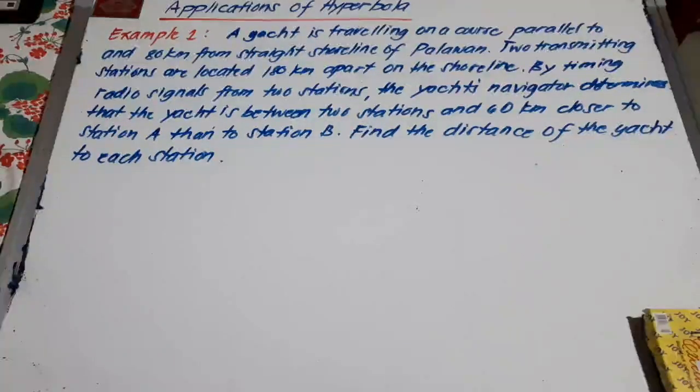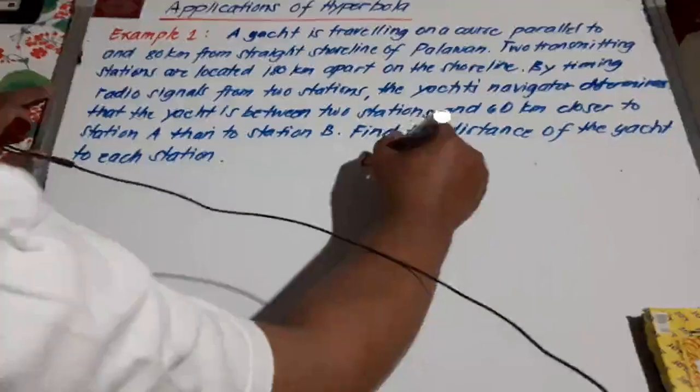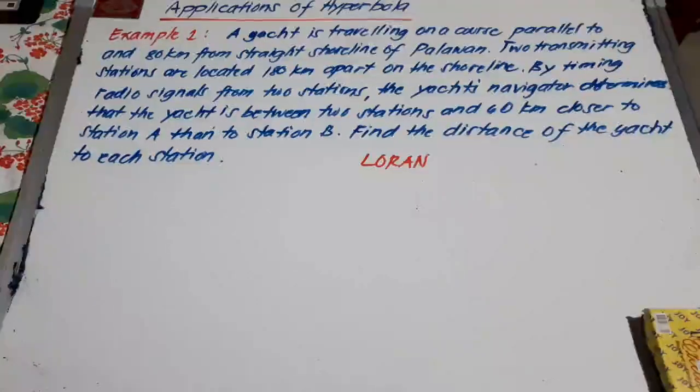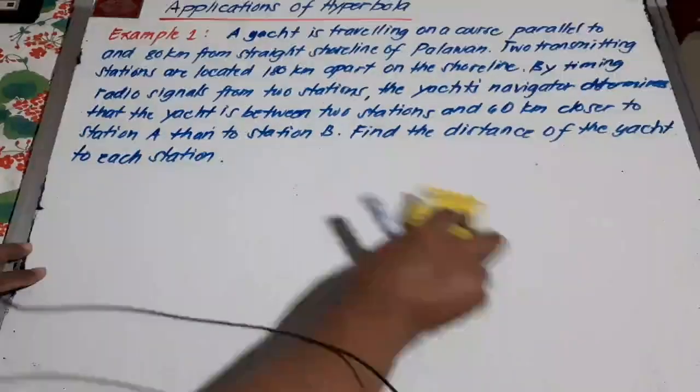So, ibig sabihin nito, this is an application of hyperbola about the Lorentz system. Yung Lorentz system na na-discuss ko sa inyo before, doon sa previous video. Yung Lorentz system, ang definition niya, long-range aid to navigation system. Yung stations na yan, nagre-release ng radio signals para malocate yung position of the ship or aircraft. Okay? Yan yung Lorentz system. Okay. Kuhan muna natin ang illustration.